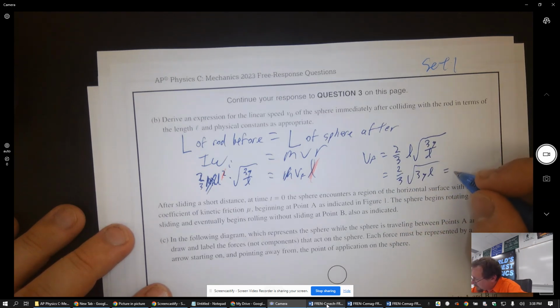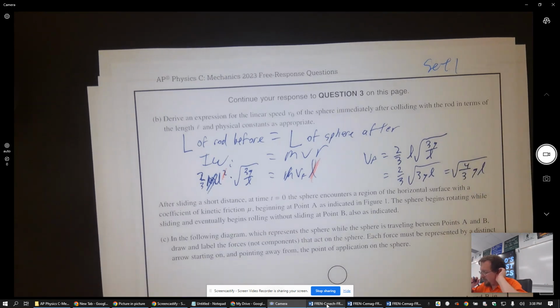Or you could say 4/3 gL. I don't know. I hope I did that correctly.